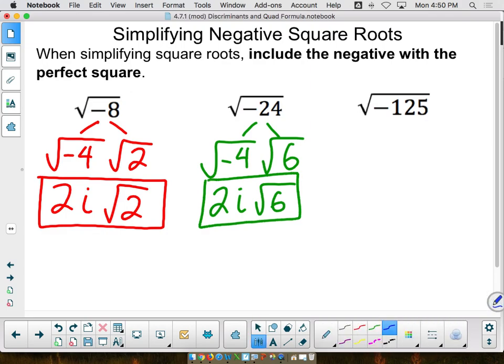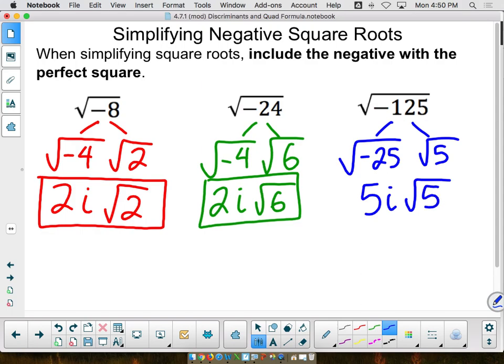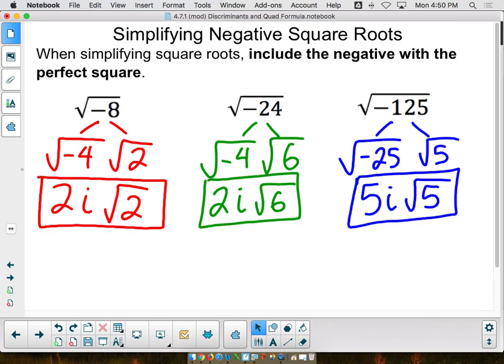And finally here, -125 can be broken up into -25 and +5. The square root of -25, again, because it's a negative, we're going to use i. So that would be 5i, and then we leave that with root 5. So anytime you have a negative number underneath the square root, when you are simplifying it, you will use i to show that it is an imaginary number, meaning it does not work in the traditional sense. No calculator will square root a -40.